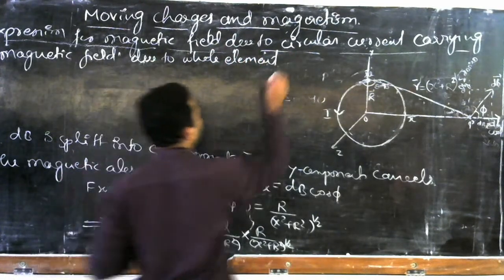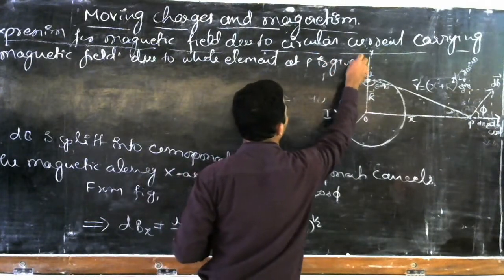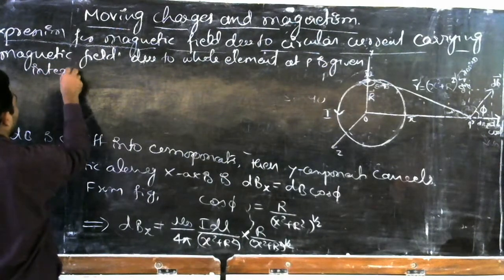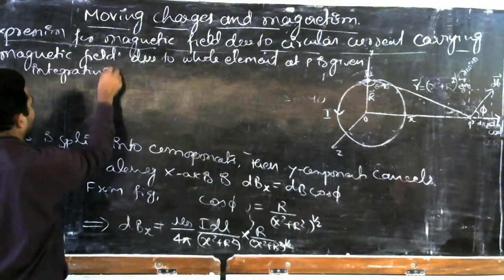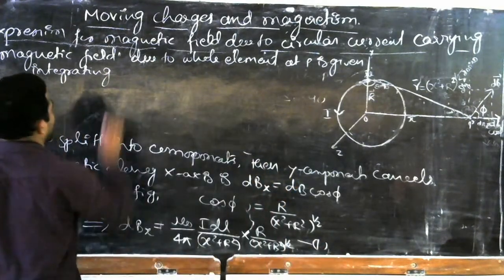The whole element at P is given by integrating the equation. Integrating, let me write this as equation 1. Integrating 1.